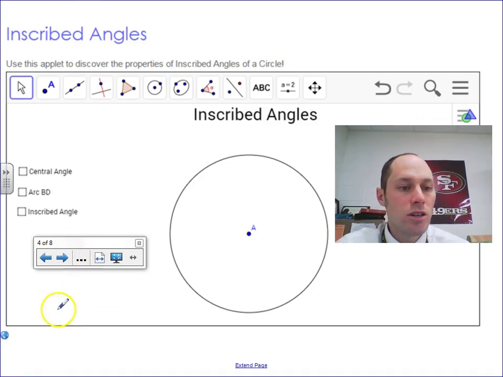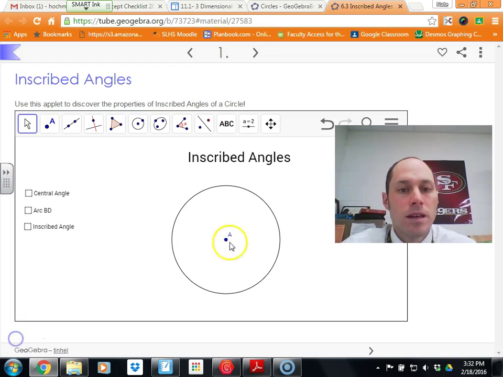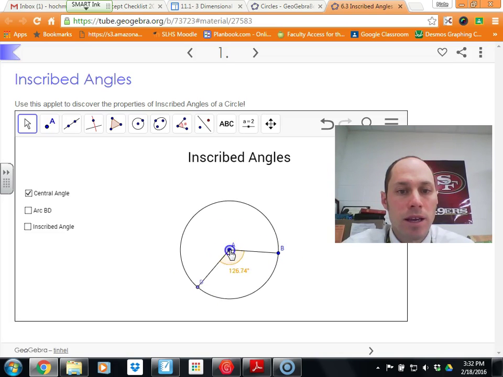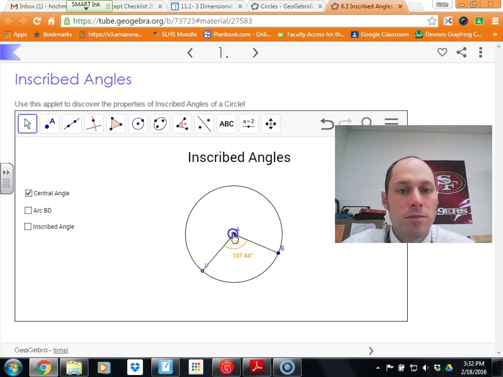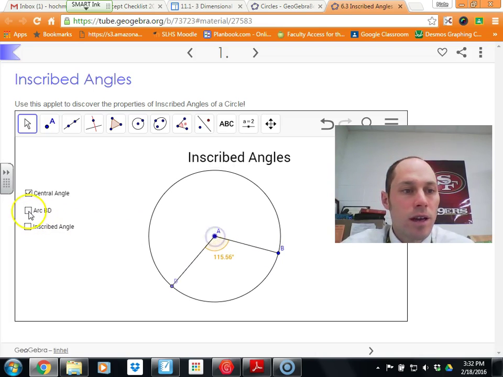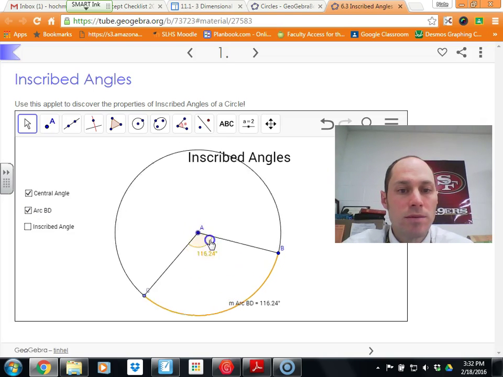We're going to take a look on GeoGebra and see some of those connections as well in motion. So notice I have the circle A. If I measure a central angle, I can change that angle if I want. There we go. So I can change that angle, but notice arc BD and the central angle. We've looked at that before, that those are the same measure.